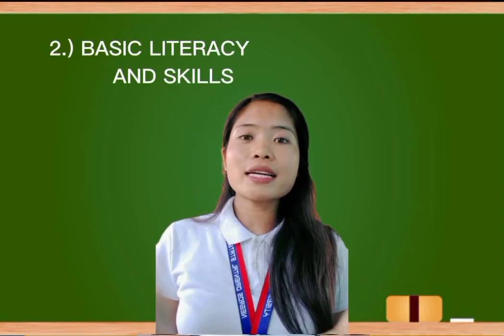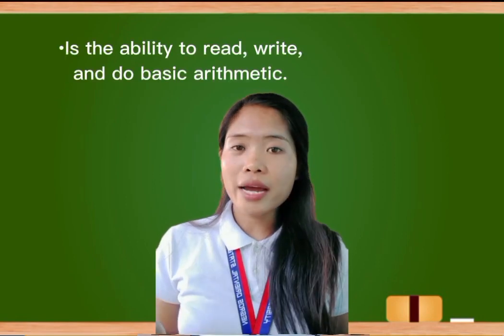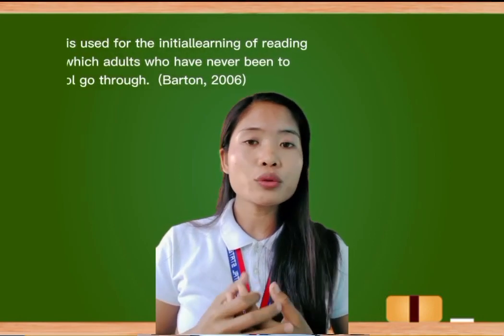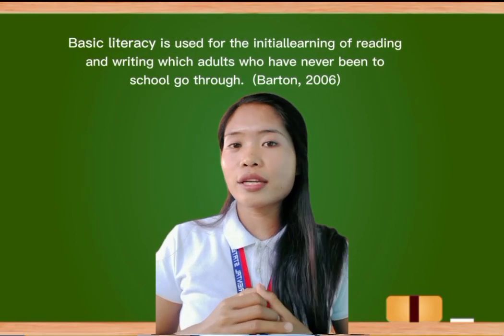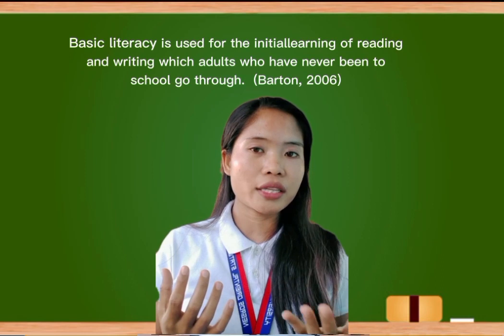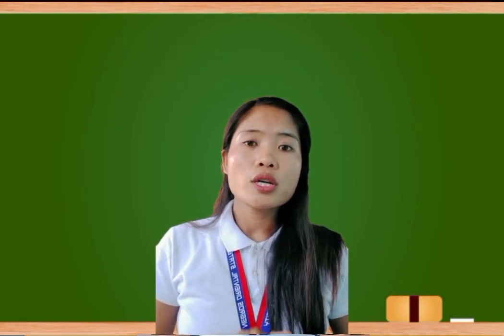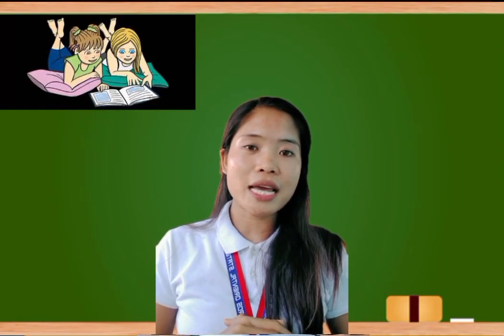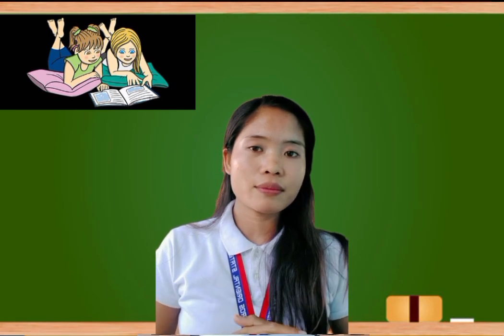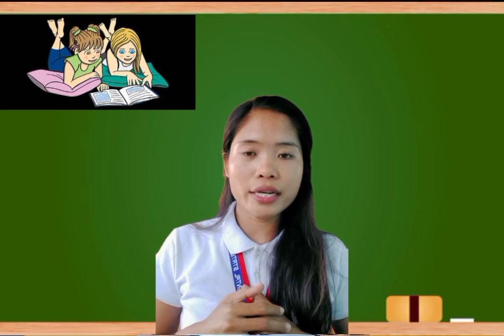So basic literacy and skills is the ability to read, write, and do basic arithmetic. And according to Barton 2006, basic literacy is used for the initial learning of reading and writing, which adults who have never been to school go through. So at this stage of literacy, children tend to understand basic learning and skills. And these skills are those needed for writing and reading.